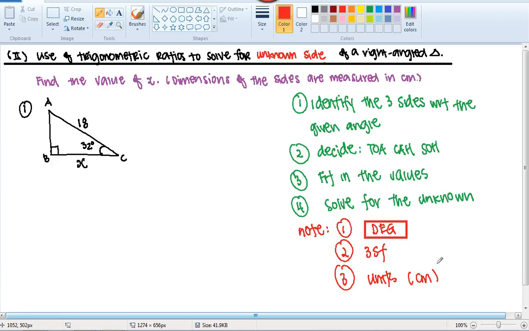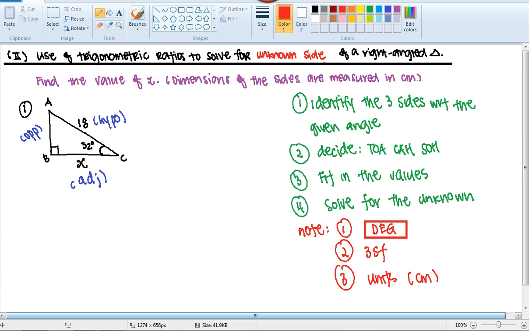Okay, with that, let's begin with my first step in identifying the three sides with respect to the given angle. Now in this triangle ABC, the given angle is angle ACB, which is 32 degrees. So with reference to this given angle, I'm going to identify the three sides. I've got side AB to be my opposite, side BC to be my adjacent, and the side AC to be my hypotenuse. Now I'm going to decide whether to use SOH, CAH, or TOA based on the given information.